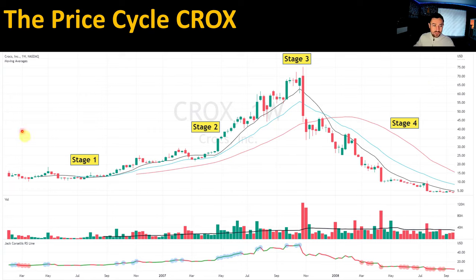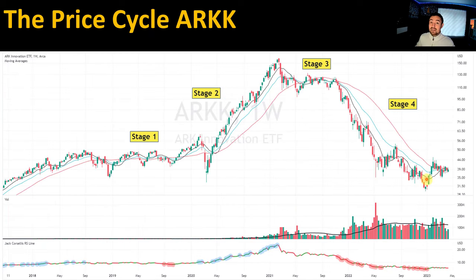Another one, this is Crocs. So this one here got very volatile into a stage three top. So you have your stage one base, stage two uptrend, stage three top, and then your stage four decline. So it's very important that you can pinpoint whereabouts you are. Let's then take a look at an ETF that you're probably familiar with, which is ARK. So whether it's stocks, ETFs, or the market, the price cycle is applicable to all of them.